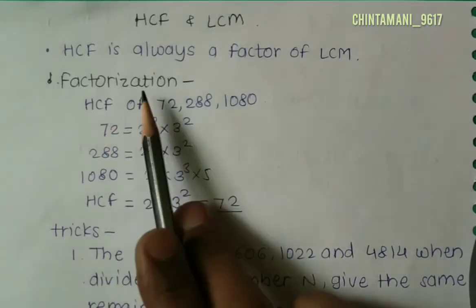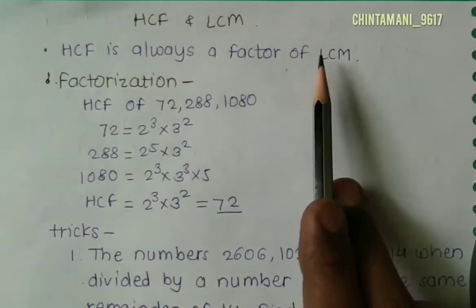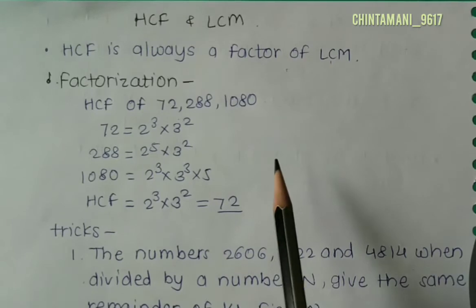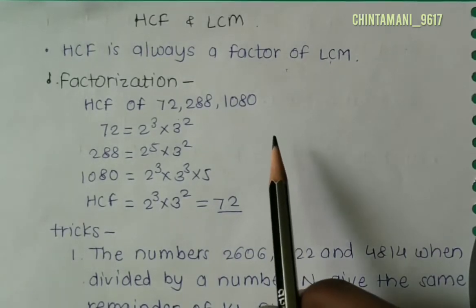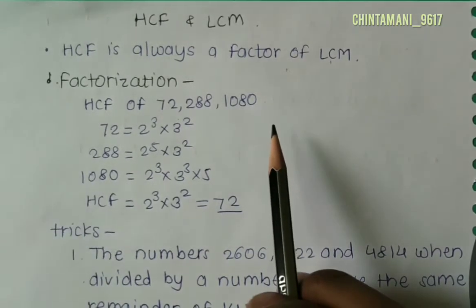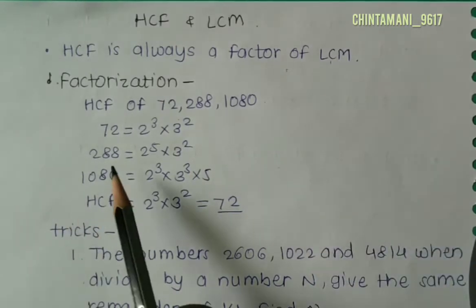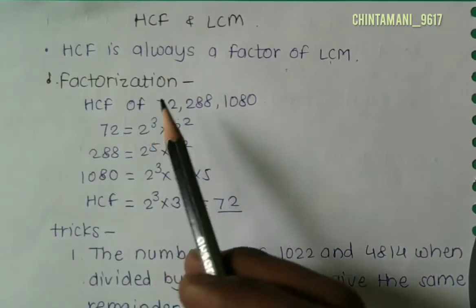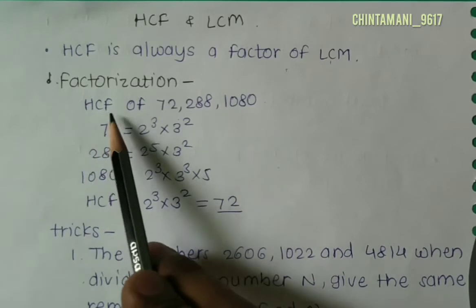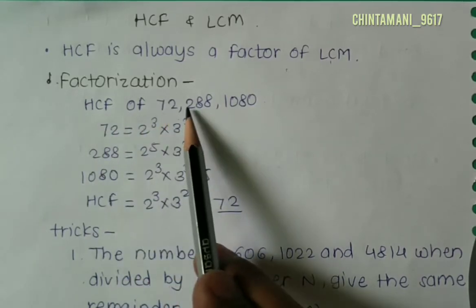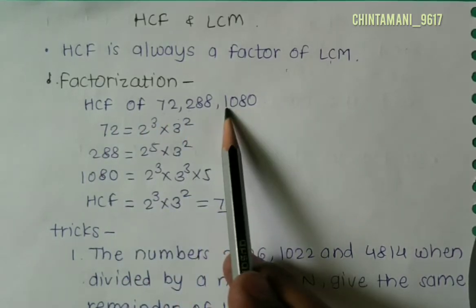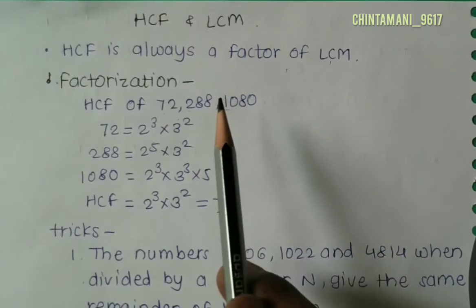So HCF is always a factor of LCM. There are two types to find the HCF. First one is factorization. We have learned about the factorization. So we'll start with the basics. HCF of 72, 288 and 1080. So how do we find the factors?